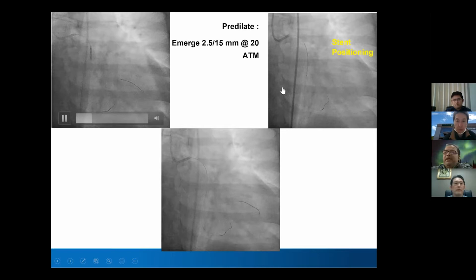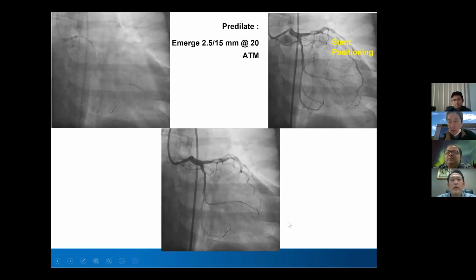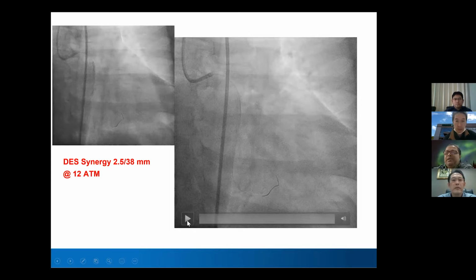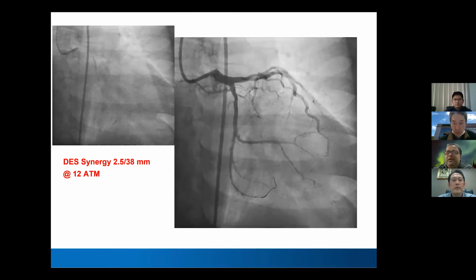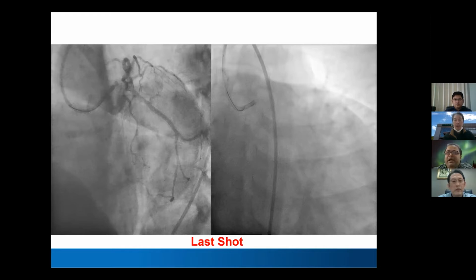We pre-dilated with a 2.5. We put in, I think, a 2.75 by 38 stent. And these are the shots. So it's a Synergy, 2.5 by 38. We completed the PCI, and the middle large OM was patent. So basically we managed to do an ipsilateral retrograde CTO with a single 7 French guide. We just needed to manipulate a bit, instead of which we could have brought a ping pong guide. If it was 8 French, it would have been much easier.